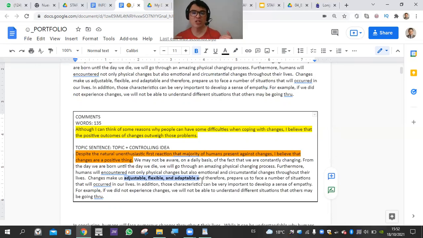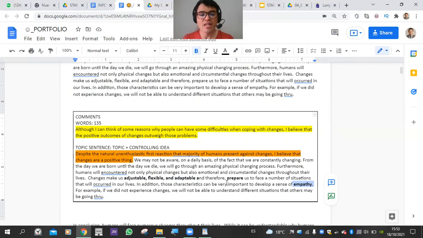But in my humble opinion, it would be better if she mentions that in orange. And then she supports her point with the supporting sentences that make up the paragraph, right? Prepare us to face a number of situations that will occur in our lives. In addition, those characteristics can be important to develop a sense of empathy. So you see, in my opinion, the topic sentence has to say something like, it allows us to develop personal traits that make us stronger or better, something like that. No, but we don't see that.